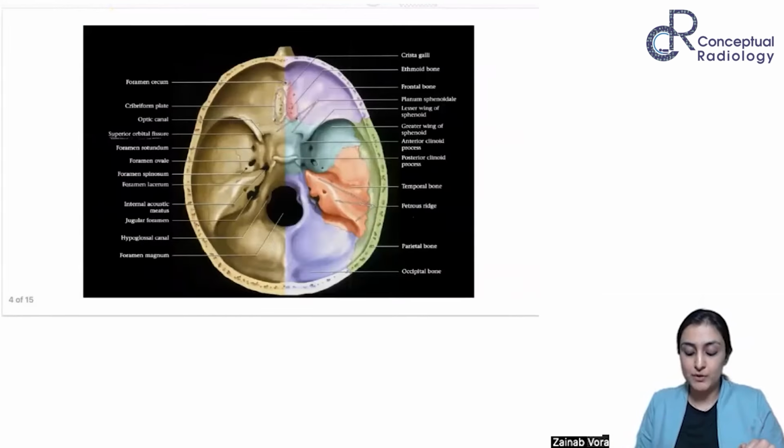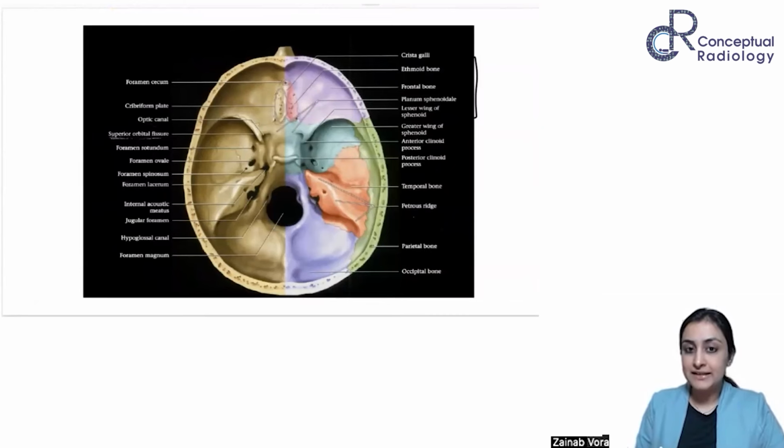So when we talk about the skull base, anterior, middle, and posterior, that's how any localization is going to happen. So what you see anteriorly in purple is all of your anterior skull base, right? So all of this part here in purple is our anterior skull base.